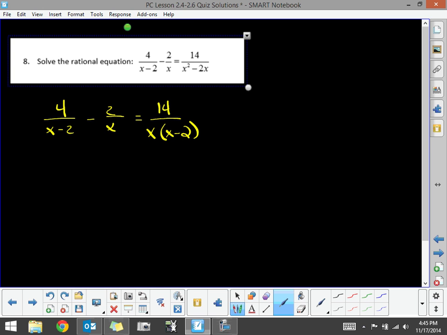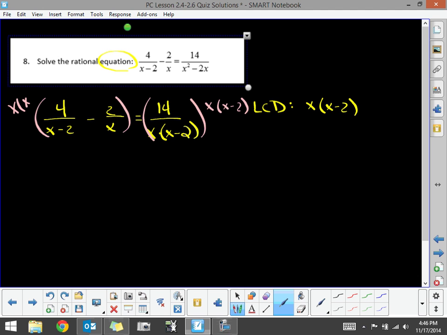Now, since it's a rational equation, what we can do is multiply through by the least common denominator and eliminate our fractions. The least common denominator between an x and an x minus 2 is x times x minus 2. So we multiply both sides of the equation times that common denominator of x times x minus 2.